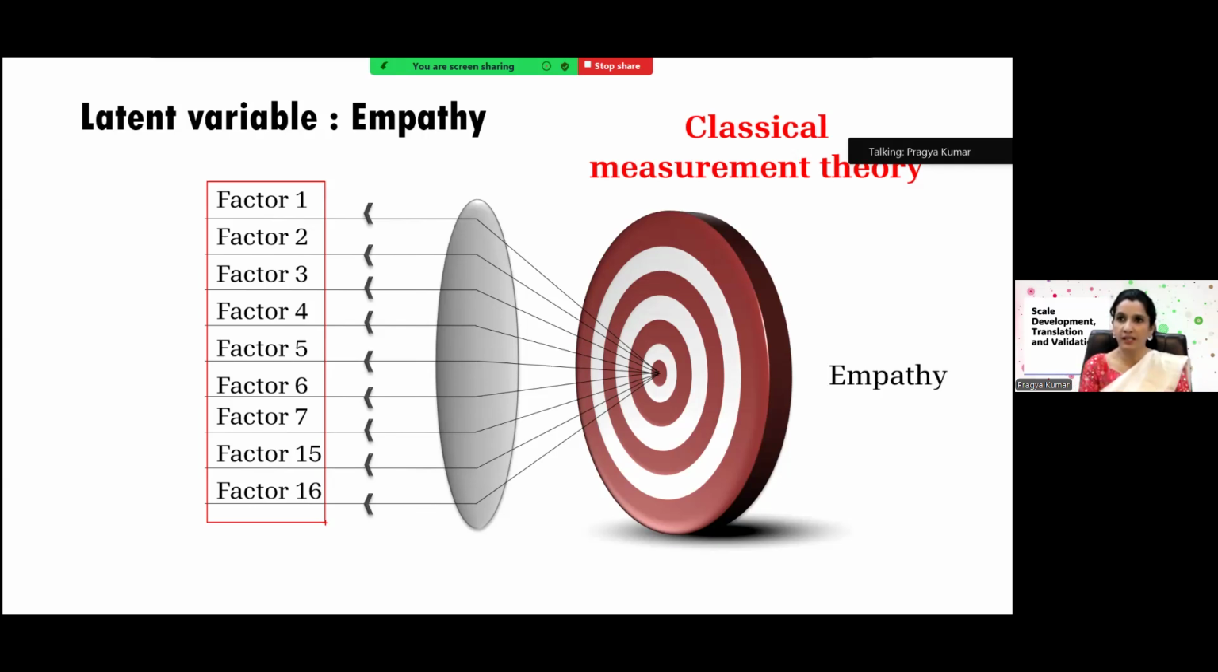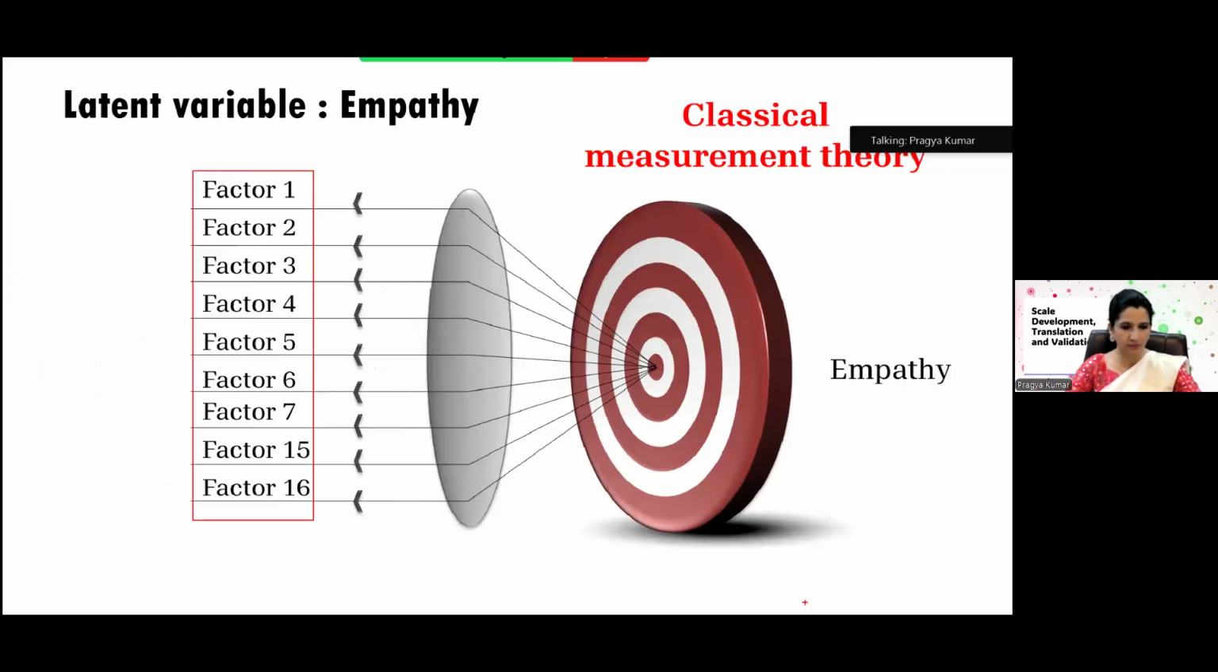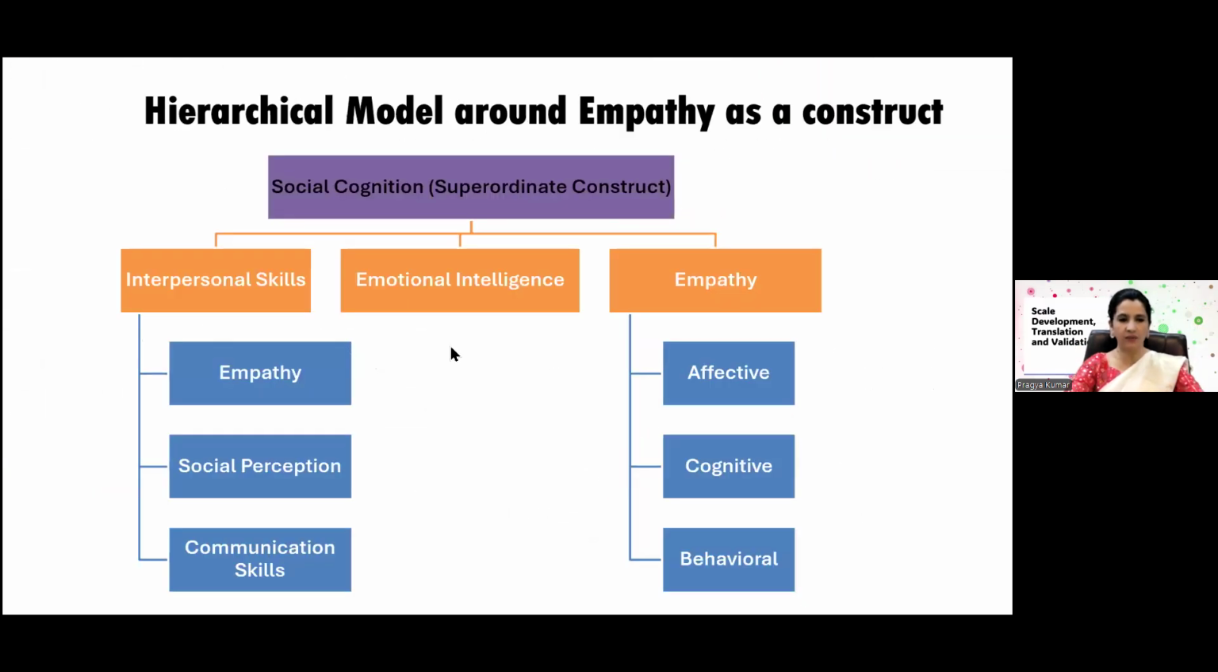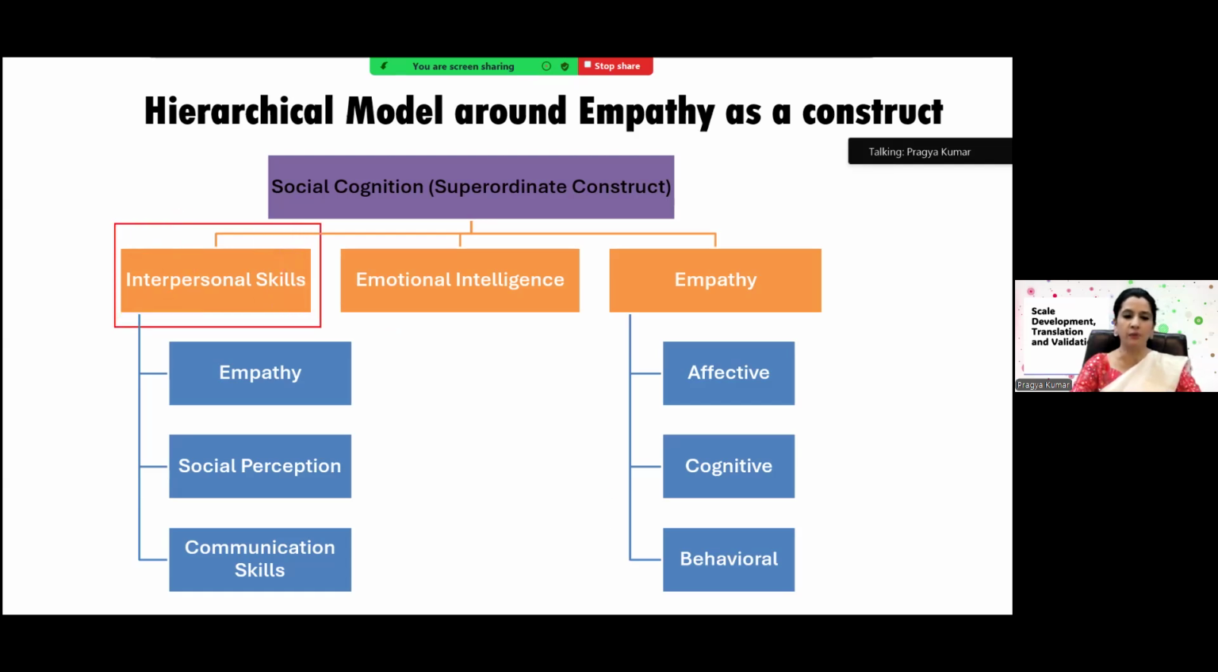Dr. Jalinder is asking, ma'am, doctor-patient relationship is an example of what? Yes, doctor-patient relationship will be an example of some social part. That will again come under social cognition. Under this social cognition, you can see there is interpersonal skill. This is just an example I am giving you. This doctor-patient relationship will come under interpersonal, because here also you will find empathy, social perception and communication skills.